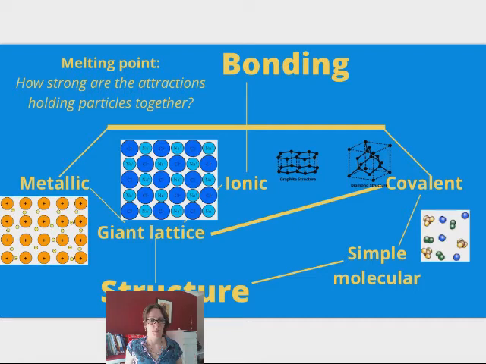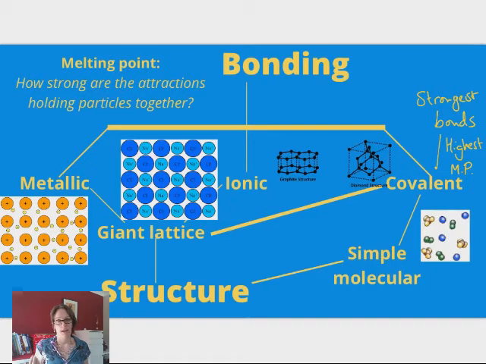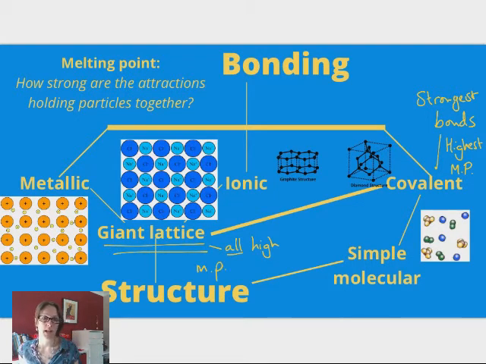How do I go from the particles being held together in a solid to being moving about? It's the structure that is the main thing that determines melting point. One thing that we should know, hopefully, is that covalent bonding is the strongest bond out of the three. Therefore, anything that is held together by covalent bonds in its structure will have the highest melting point, such as diamond and graphite. But all giant lattice structures have high melting points.